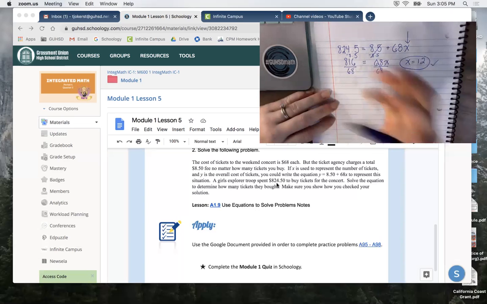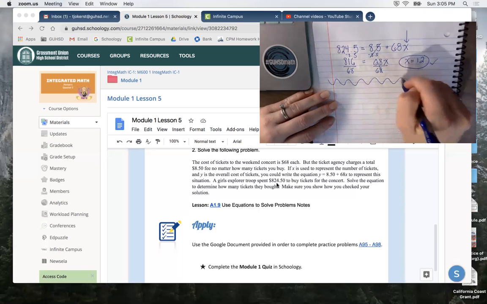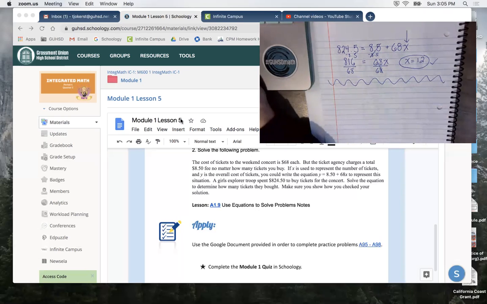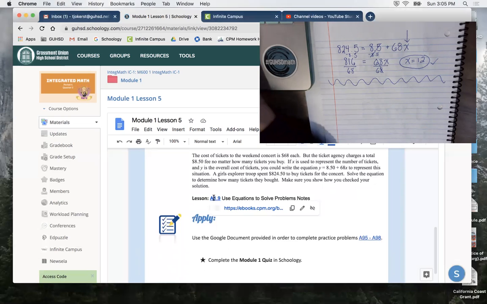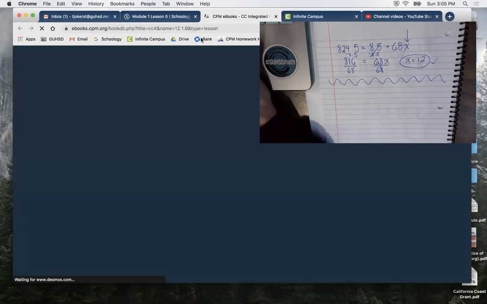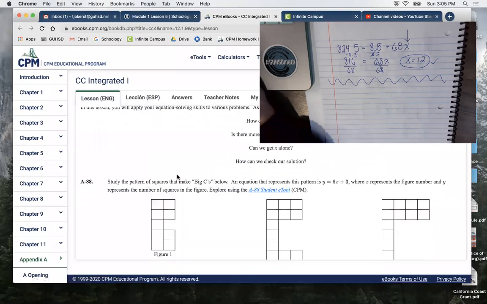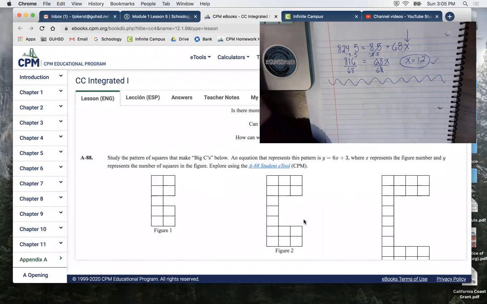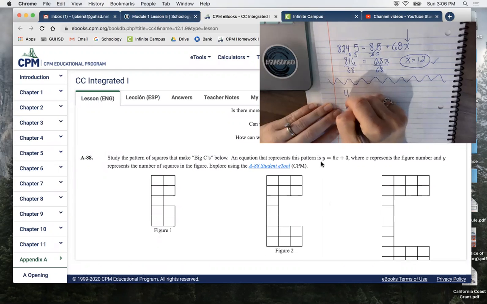Okay. So next, we're actually going to go on to CPM. So I'm going to get into here and we're going to do another patterning problem from CPM. Here is the patterning problem that we're looking at. It says study the pattern of these big C's below. They're giving us an equation of y is equal to 6x plus 3.